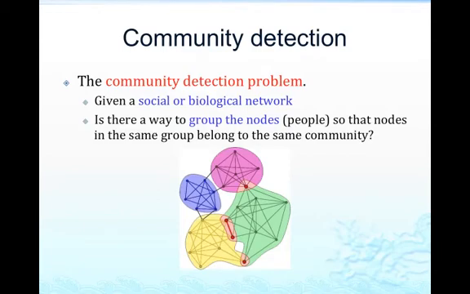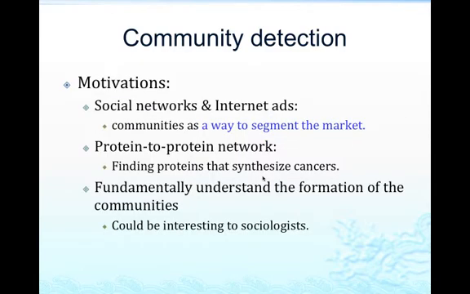In a community detection problem, we are given a social or biological network. We want to find a way to group the nodes so that the nodes in the same group belong to the same community. This problem is important because it has a wide range of applications.